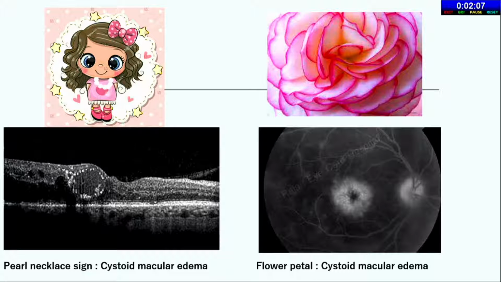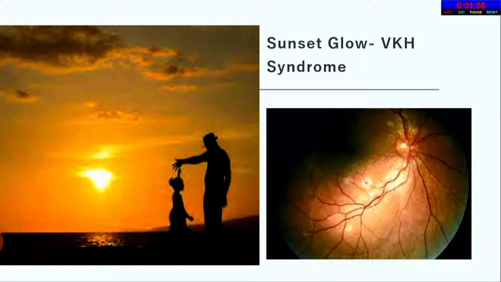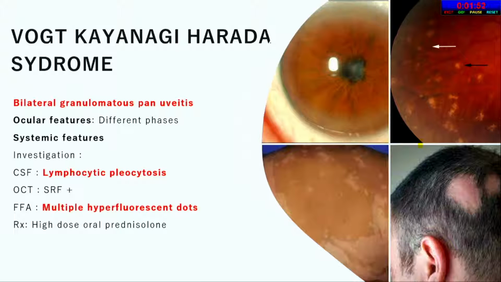He gets her more presents, and these are some white pearls, like the pearl-like appearance in cystoid macular edema, and a little beautiful flower, like the flower petal appearance on the optic disc. As the sun sets, it is compared to VKH syndrome, a bilateral granulomatous panuveitis going through various stages, and the final stage gives a sunset glow. These patients have alopecia and vitiligo and lymphocytic pleocytosis.